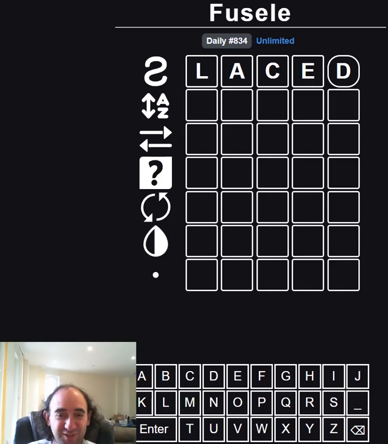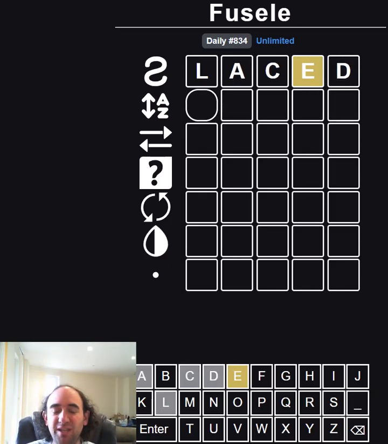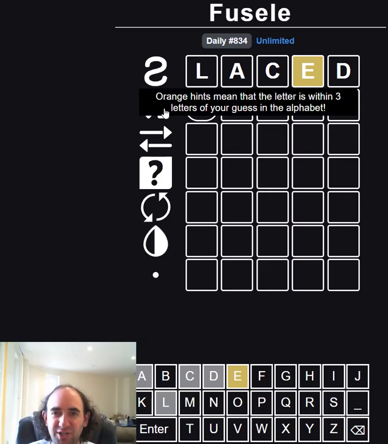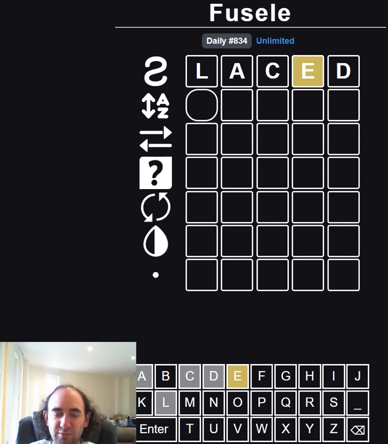And this has the advantage that, of course, there's a tiny chance it's correct, because it does also spell a word forwards. It's not correct, but it's ruled out a few letters, I suppose, and we do have the E, so it could have been worse. Orange hints mean that the letter is within 3 of your guess in the alphabet. Okay, so that doesn't matter until after we've had the guess.